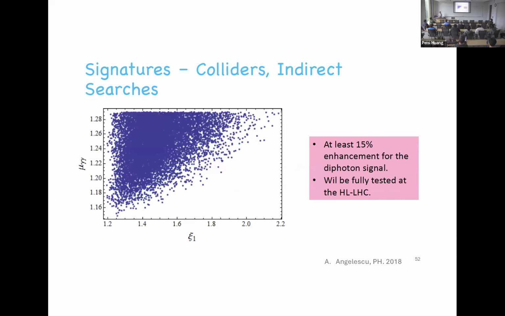But obviously for this kind of model, we have new fermions coupled to the Higgs. So we expect strong deviations in the Higgs to diphoton rate. And indeed, we expect about 15% enhancement in the diphoton signal. Currently, the central value for the diphoton rate is about 1.1, so a little bit below this. And the current upper limit is about 1.24.